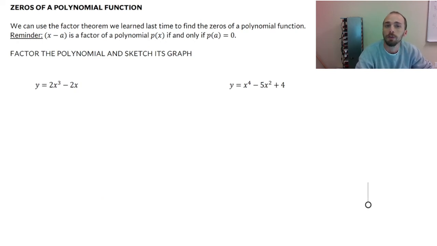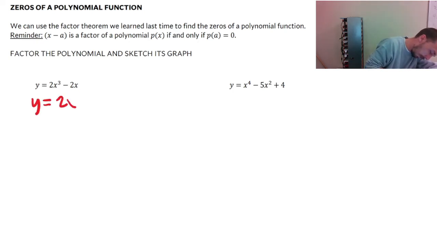All right, now let's sketch some more interesting graphs. That's where we're going to connect the factoring and the sketching. We're going to take the same set of steps each time. We're always going to start by factoring the polynomial. So y equals 2x to the 3 minus 2x. I can factor that. That's going to be 2x times x squared minus 1. I can factor this more.